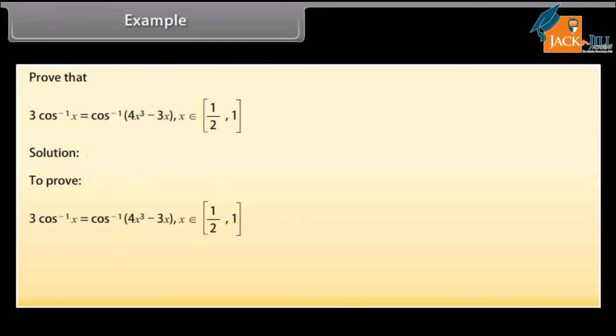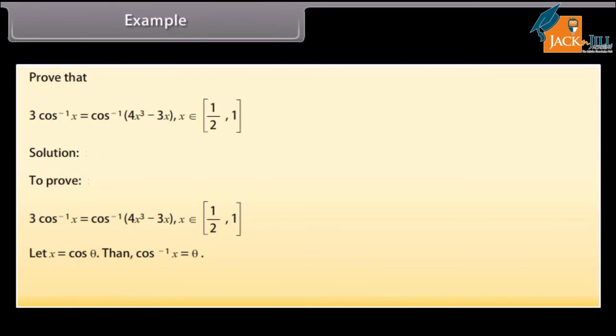Example. Prove that 3 cos inverse x is equal to cos inverse of 4x cube minus 3x, where x belongs to [1/2, 1]. Solution. To prove 3 cos inverse x is equal to cos inverse of 4x cube minus 3x, where x belongs to [1/2, 1].